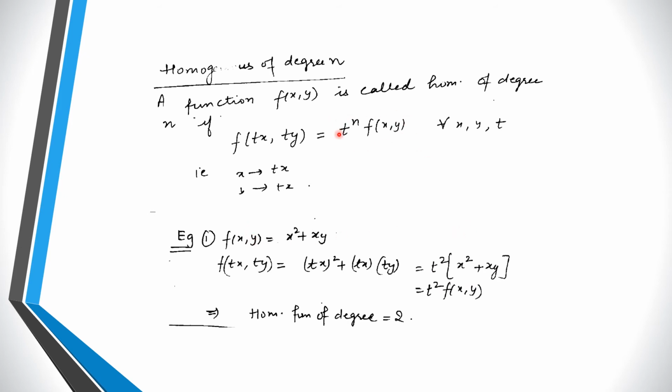So comparing these two, what is the degree? This n. n represents the degree of this function. So here it is 2. So this function is a homogeneous function with degree 2.